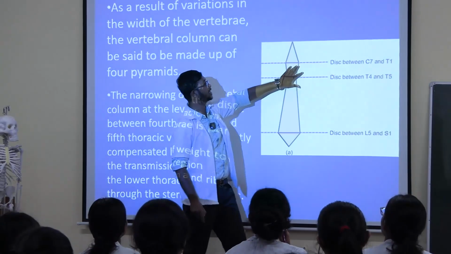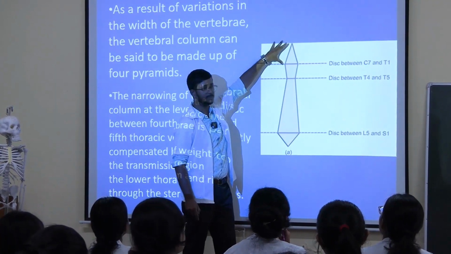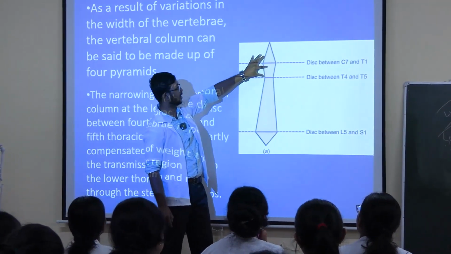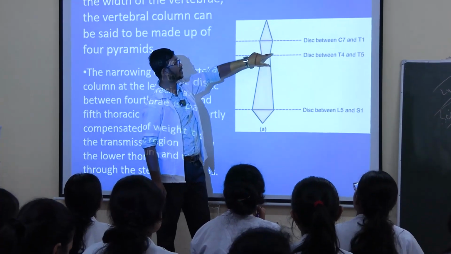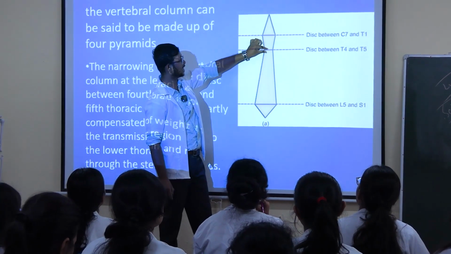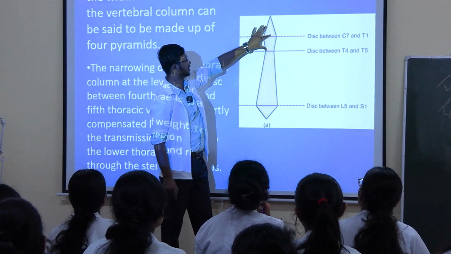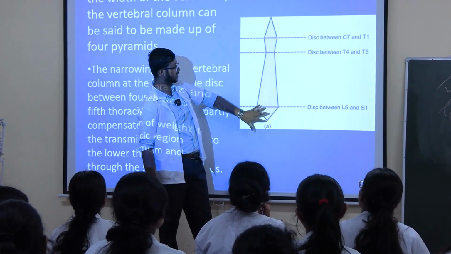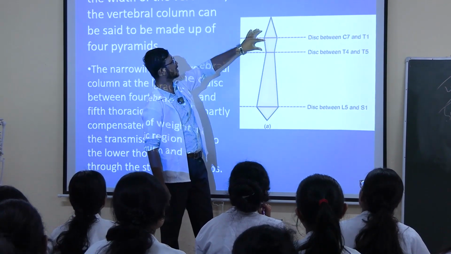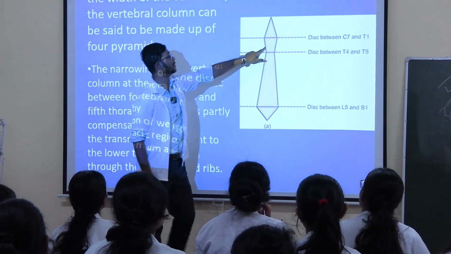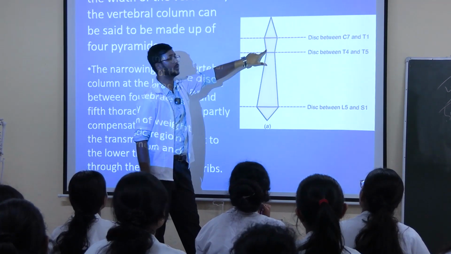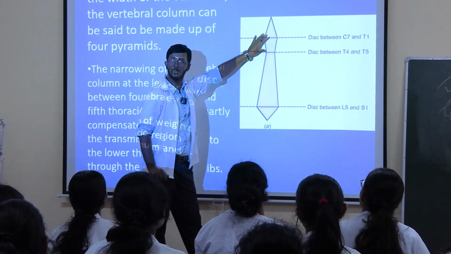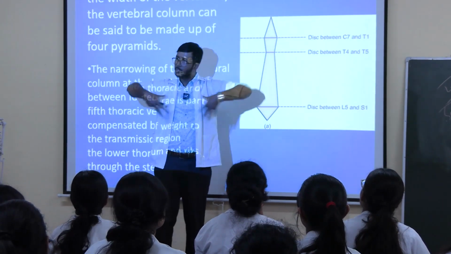Between C7 and T1 vertebra we get this pyramid, and between the disc space of T4, T5 we get another pyramid. This is one pyramid, this is another pyramid, this is the last pyramid. Here you will see this pyramid, its diameter is very narrow. So this part becomes one of the weakest parts.